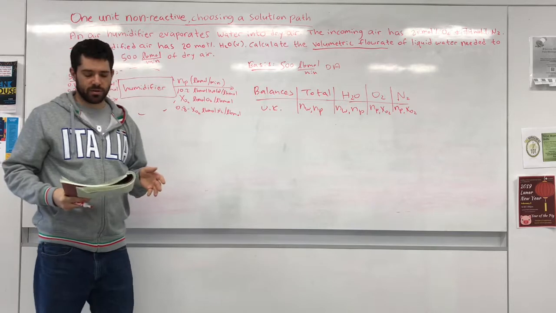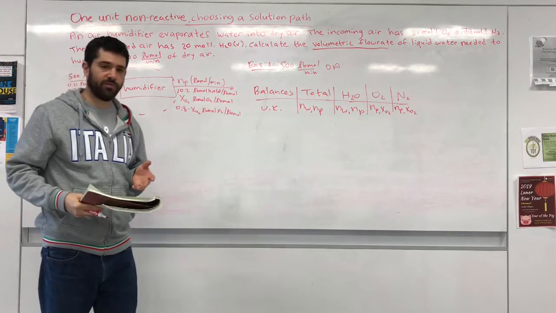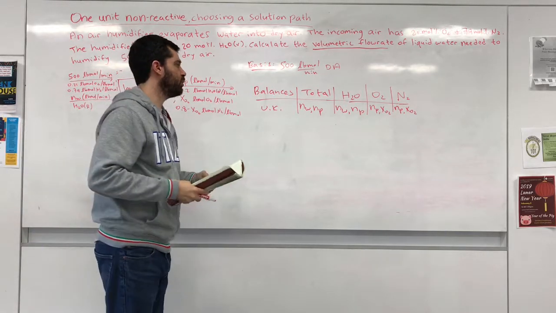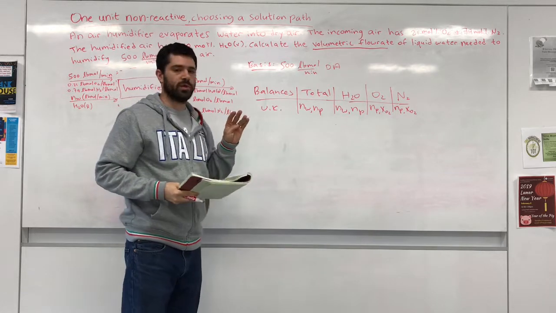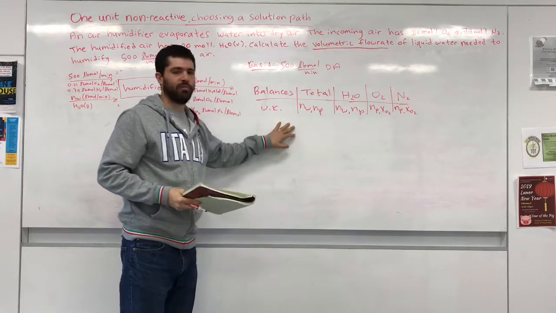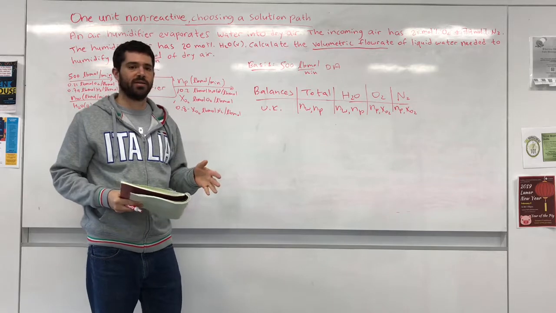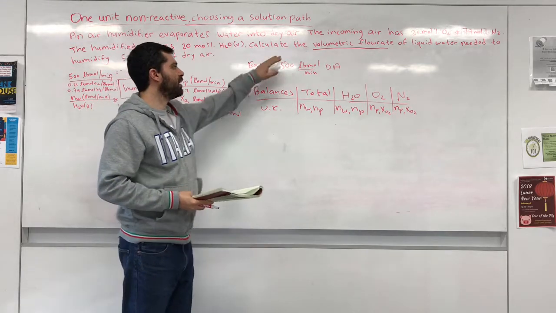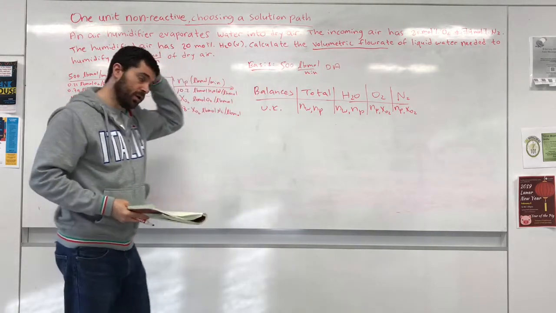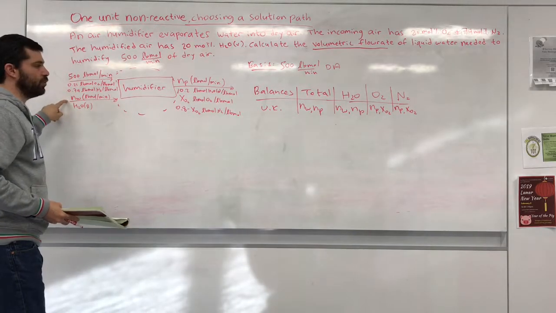And now this is where this question differs a little bit from previous questions that I've shown. You wanna keep in mind after you draw your table of balances and unknowns, what am I being asked to calculate here, right? So we're being asked to calculate the flow rate of the liquid water. So basically we need to find NW.